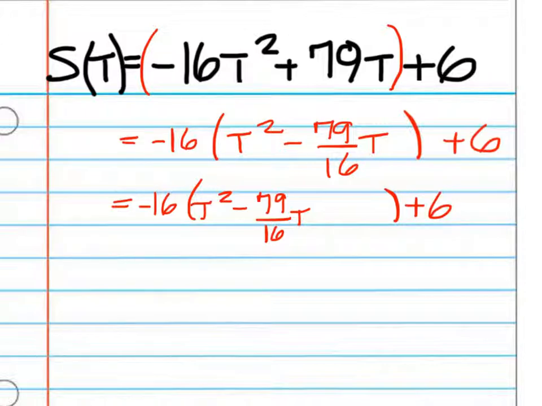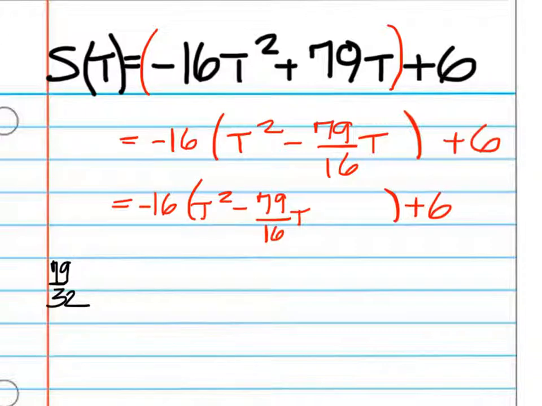Half of 79 over 16. If I want to find half of a fraction, I do what to the denominator? Don't divide the denominator by 2. We don't put it on top. So half of 79 over 16 is going to be 79 over 32. But we have to square that. 79 over 32 is half of 79 over 16.